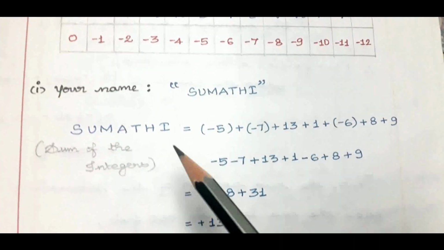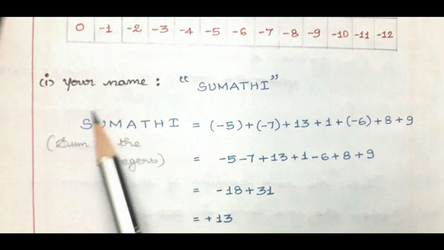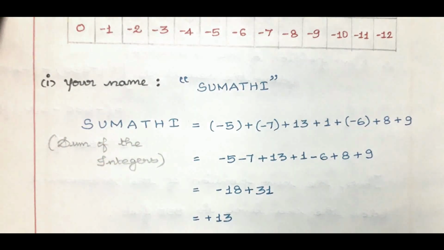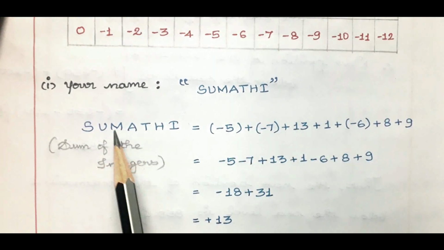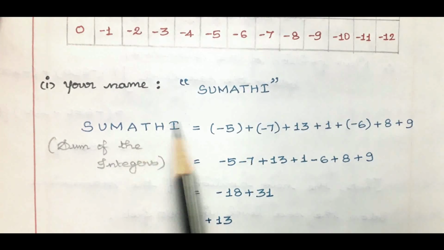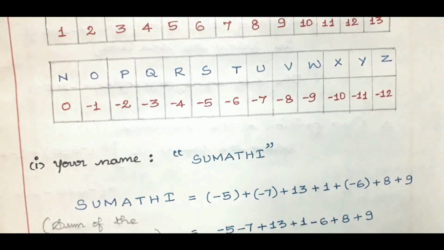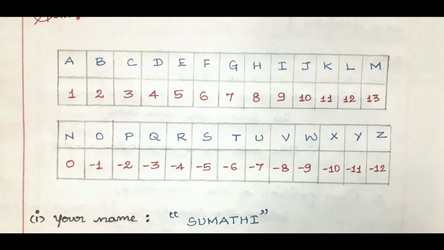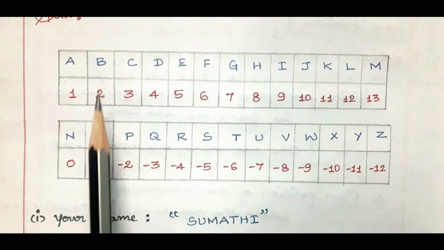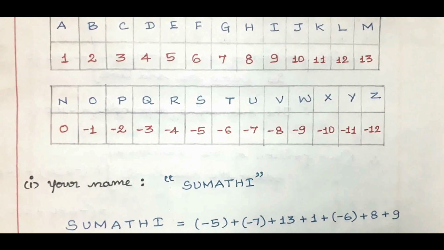So first question, they have asked to find the sum of the integers for your name. Okay, so what is my name? My name is Sumati. So I am going to find the sum of the integers for the name Sumati. Okay, so as we can check here in the question, they have assigned the value for each alphabet. So we have marked it in a table form, a table of columns. Here S represents minus 5.